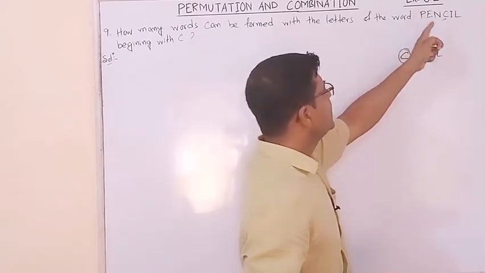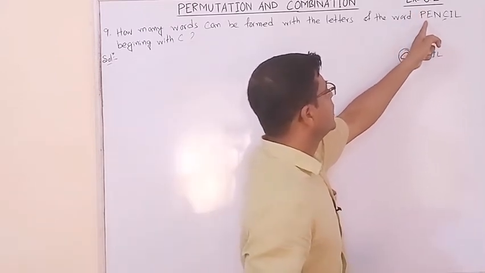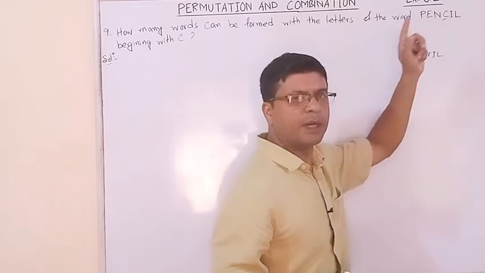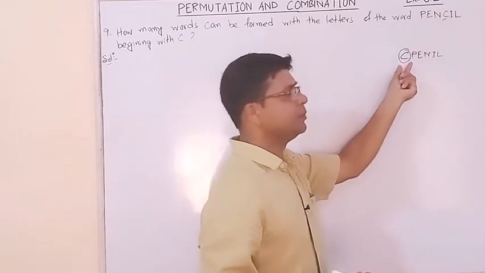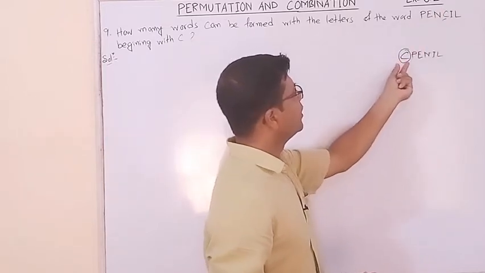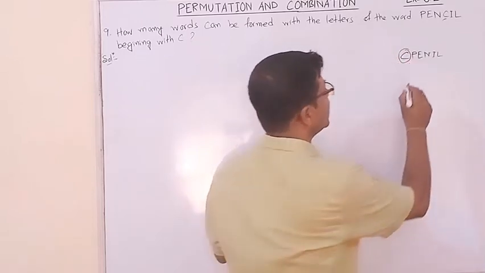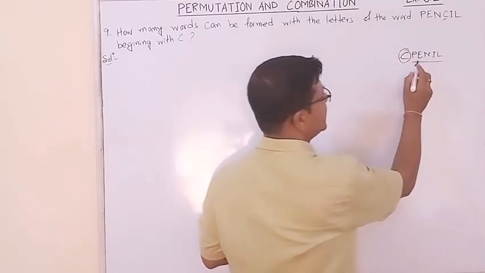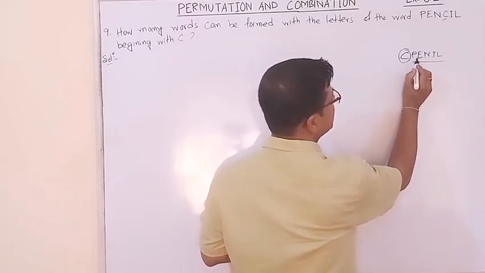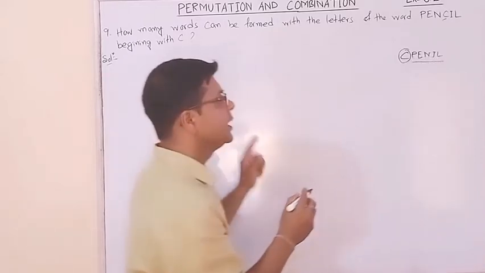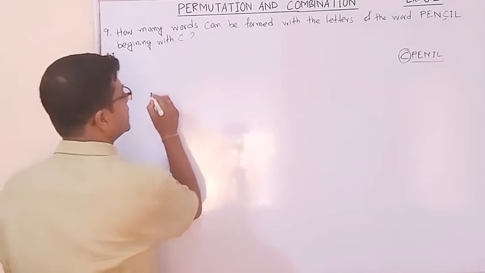Okay, here you see how many letters or alphabets are there. 1 2 3 4 5 6. But out of 6, this position is fixed, because according to the question, all the words will begin with C. So this position is fixed. We have to arrange the remaining 5 letters. You see, there are 5 letters. 1 2 3 4 5. So let us write it here.